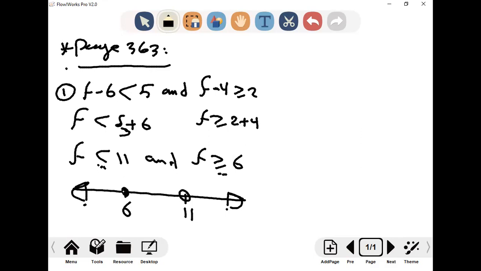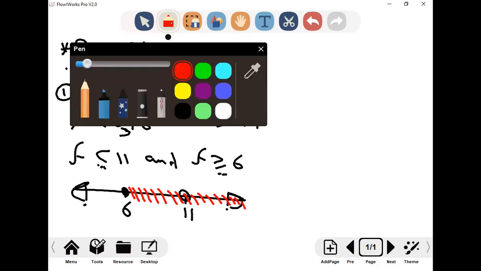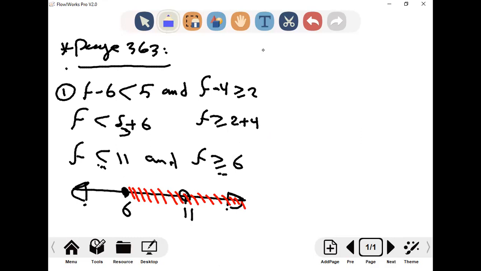Okay. So for f more than or equal to 6, I will go to the right of the 6. But for f less than 11, I will go to the left of the 11, right? So where are the two colors? Where is the common area? The common area is between them, between 6 and 11.